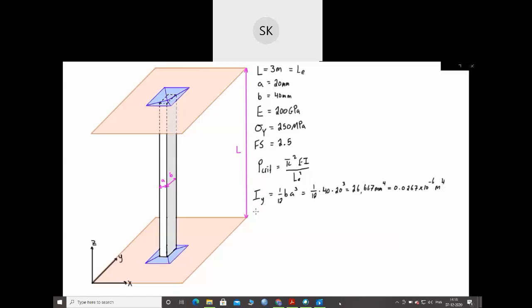And then we can also find the moment of inertia about the x-axis, which is what we're going to be using for buckling in the xz plane. And we find that to be equal to 0.1067 times 10 to the negative 6 meters to the fourth.